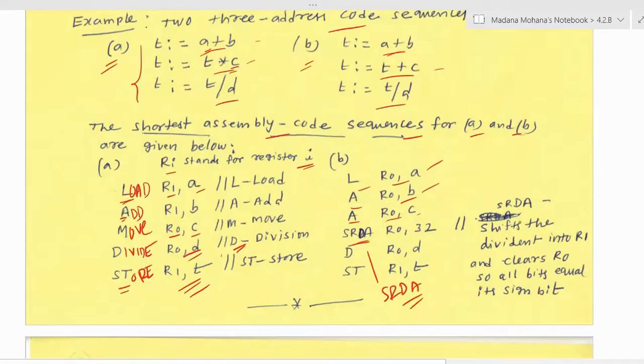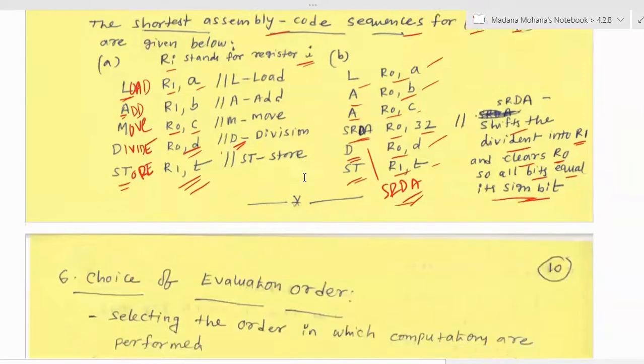Let us see here. It shifts the dividend into R1 and clears R0, so all bits equal its sign bit. This is the use of the SRDA instruction: SRDA R0 comma, let us say, 32. Then here divide D R0 comma D, then finally store R1 comma T. So these are all the shortest assembly code sequences for these 3-address code sequences. These are all just examples. How to write this code, we will discuss during the code generation algorithm.